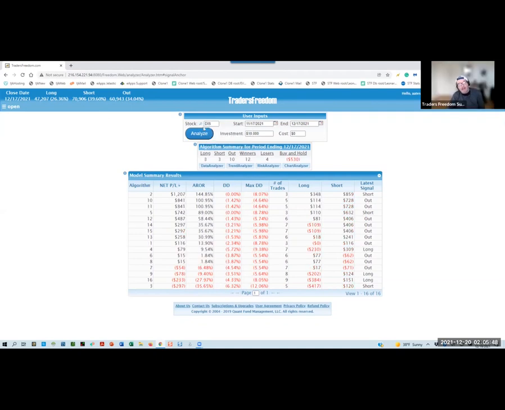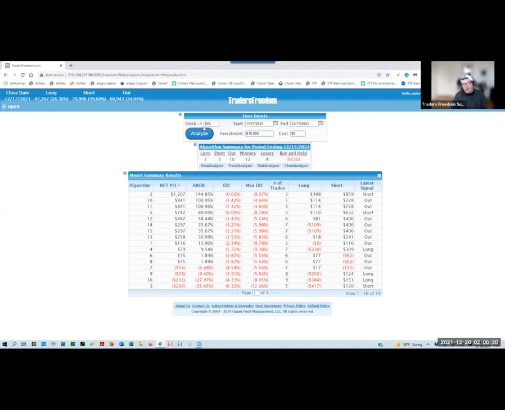How's that? Okay, so in the algorithm summary box, right under that analyze button, tell me what you see. Okay, so I see that if I just bought and held it, it would have been a loser. I see, though, that there were many more winning algorithms than losing algorithms, 12-4. And on average, if I just bought and held, it would have been a $530 loss. But with any of the algorithms, I would have done better than that. The most money I would have lost would be $297 with an algorithm, but I also could have made up to $1,207 following any of the algorithms.